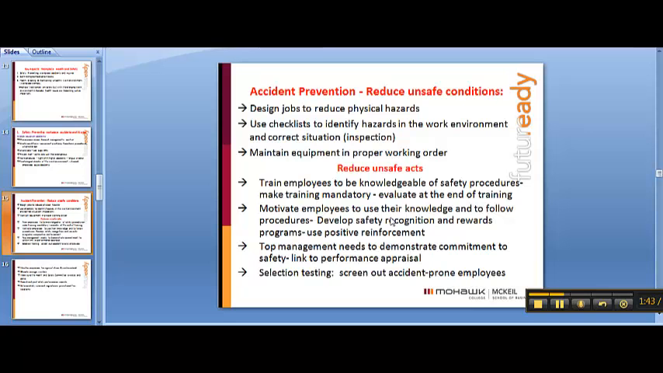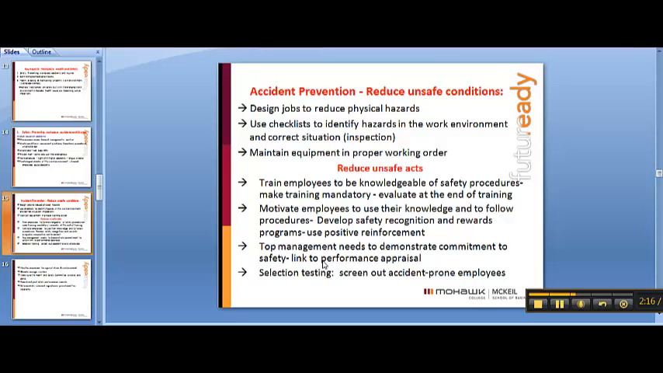A lot of companies have safety recognition and reward programs, which is seen very positively by employees, because if they can have a workplace that's accident-free for so many days, sometimes people get rewarded for that, right? So again, make it into a little bit of a competition or a game, okay? And then you can reward employees for keeping their workplace accident-free. Top management also needs to demonstrate commitment to safety and link it to performance appraisal.